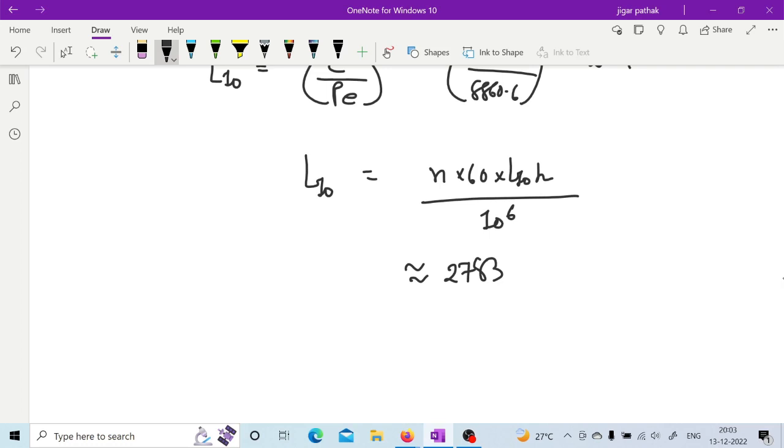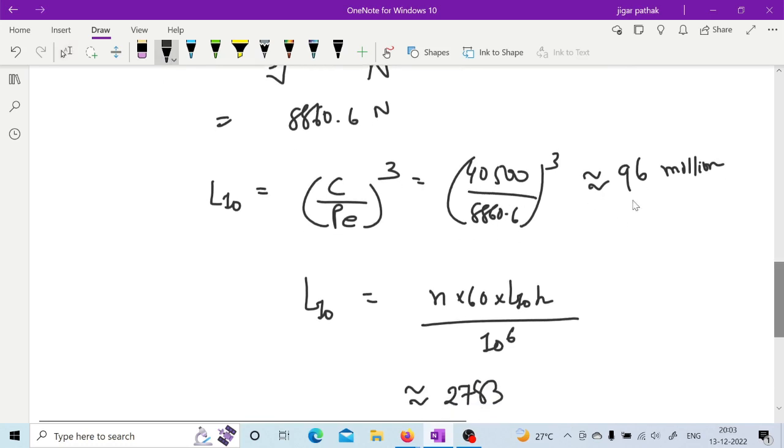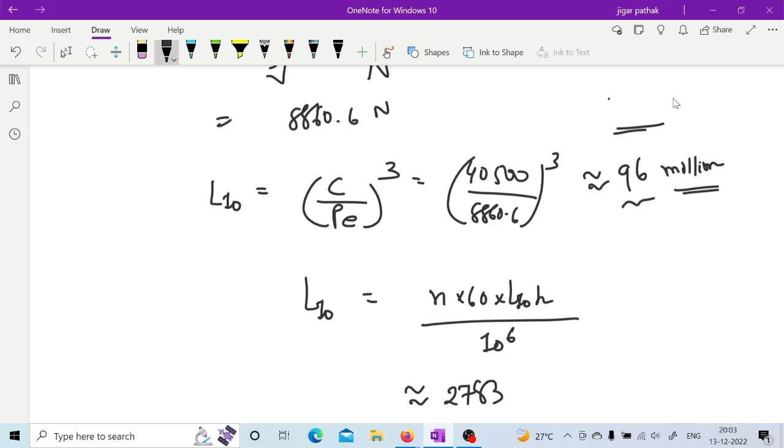But here what should be done is, instead of directly going to this round figure of 96, you may have got something different, right? So stick to those decimal places, whatever you are getting, because here it is a million revolution, so it is multiplied with 10 raised to 6. So it is advisable not to directly round it off to the next one. Are you getting what I'm trying to say?